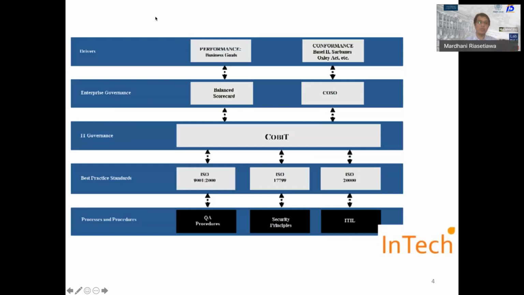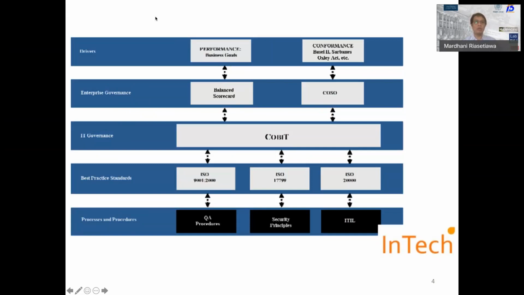Based on the balance scorecard and COSO, we merge into one standard in information technology governance, which we call COBIT, or Control Objectives for Information Technology. It mostly discusses the three components I shared previously: IT processes, IT management, and IT governance. So these are the important things of our discussion. You need to understand that COBIT came from performance, the business goals, and also from conformance.